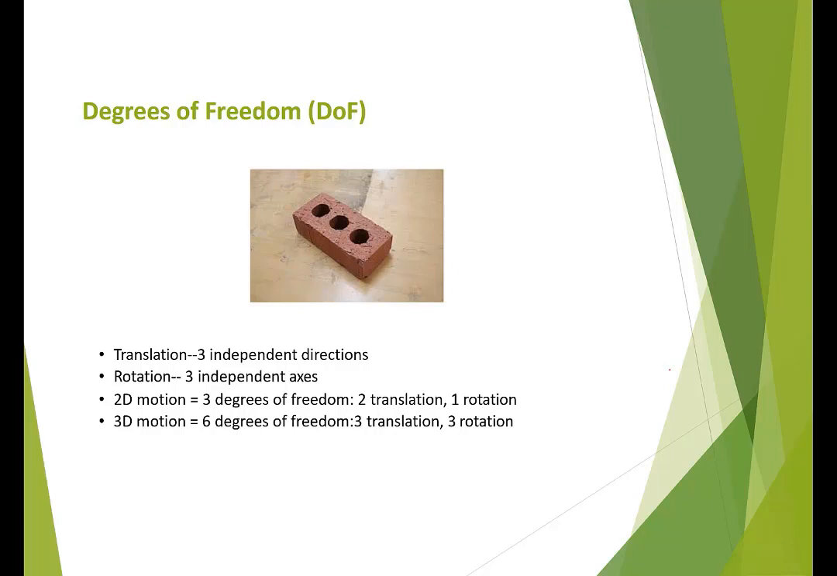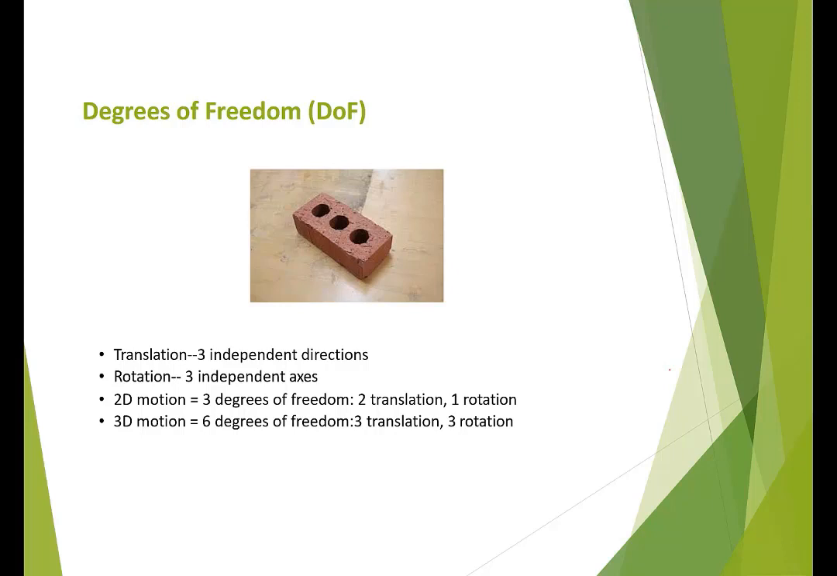Degree of freedom means how many different types of motion an object can have in 3D space. For instance, if you look at this brick in 3D space, how many different types of motion can it have if you want to pick it up and move it? You can move it up and down, left and right, back and forth, and you can also rotate it around three axes.